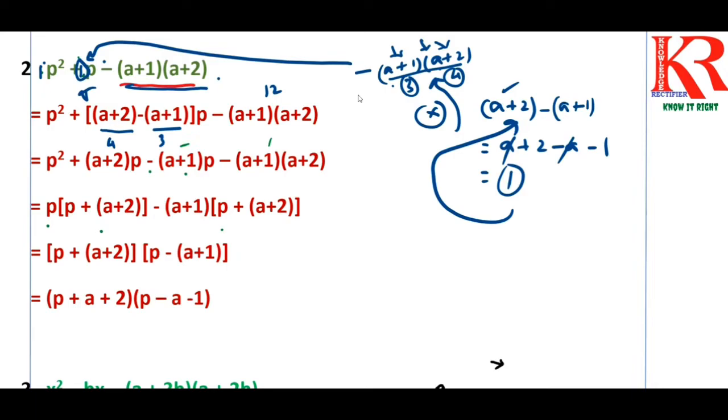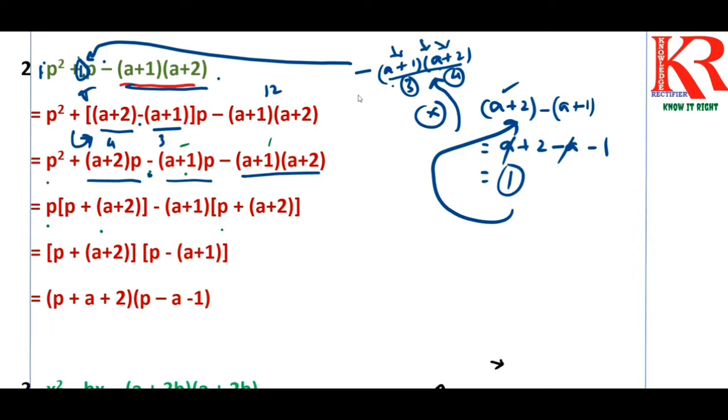Okay, the remaining is the same. So multiply with plus, you get a plus 2p, and plus minus minus you get a plus 1p, which is a plus p. Okay, similar. Okay, this is like 12.